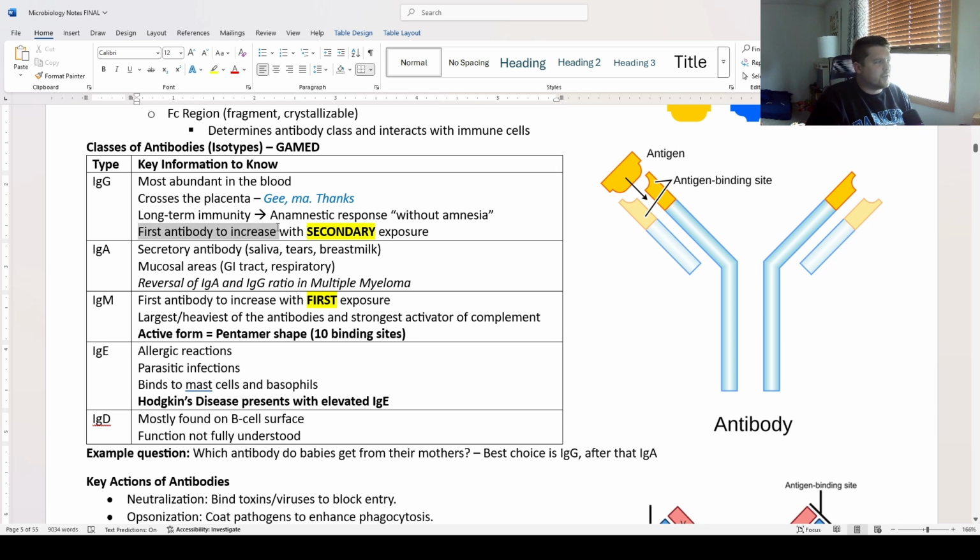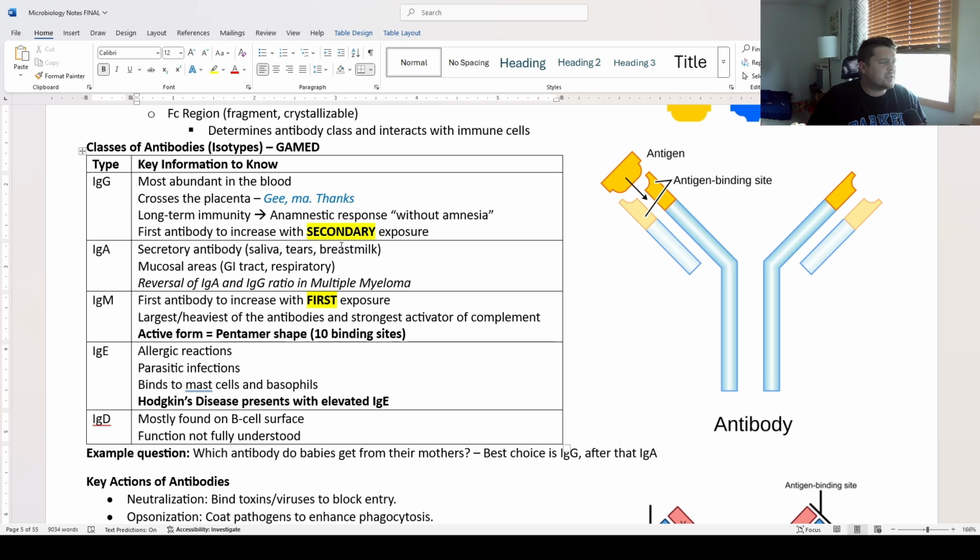IgG is also the first antibody to increase with that secondary exposure, like I was talking about with that peanut example. Next, IgA. This is a secretory antibody, meaning that it tends to be found in the secretions of our bodies: saliva, tears, as well as the breast milk, and then also mucosal areas.